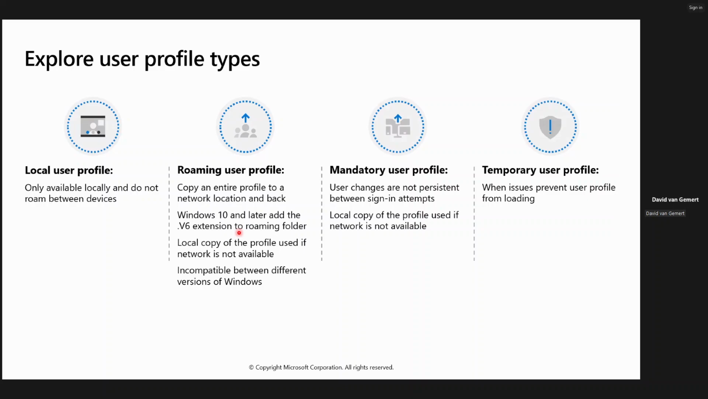So you may be saying, well, where's version 5? Well, version 5 was the initial Windows 10 versions that came out. So from Windows 10 version 1607, it went from V5 to V6. But the initial Windows 10s had a V5 extension.